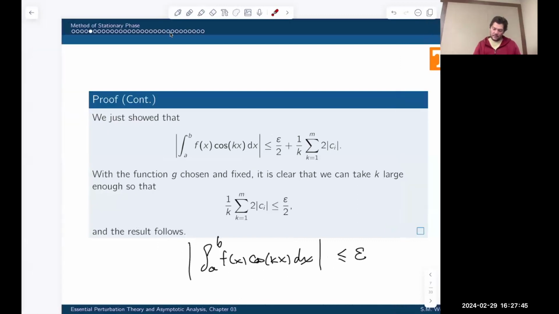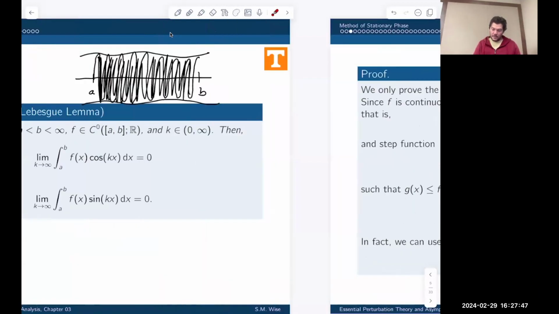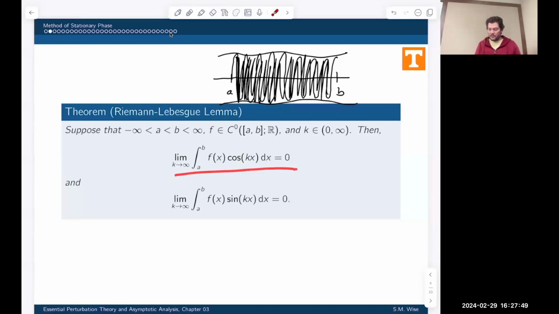So we showed that this limit is 0, and by the same analysis, this guy is also 0. And the proof by picture that a physicist might use, maybe it's not rigorous, but that's what's happening.